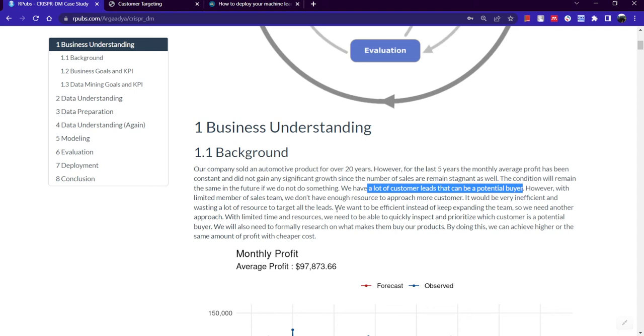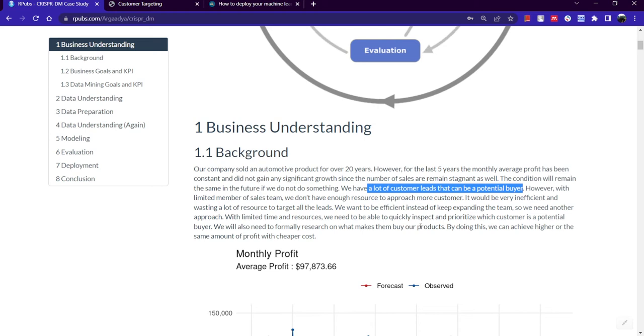And instead of expanding the team, what they're looking for is to employ data mining. So based on the data that they already have, they need to be able to quickly inspect and prioritize which customer is a potential buyer. Okay, so keep this in mind. This is the first thing.